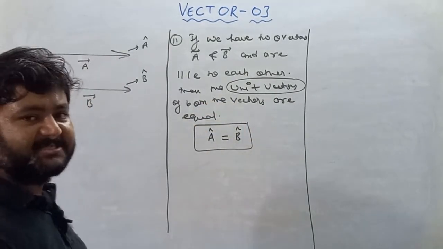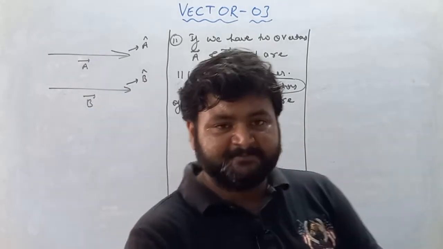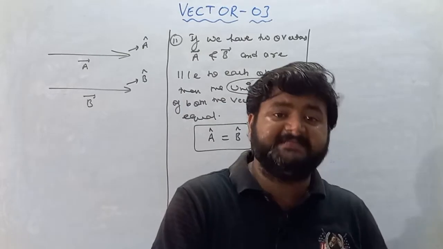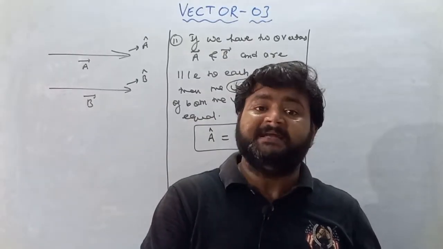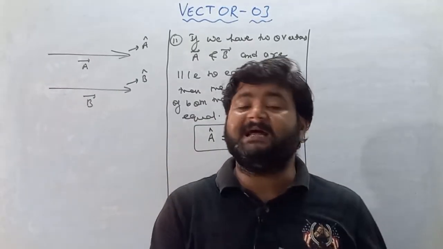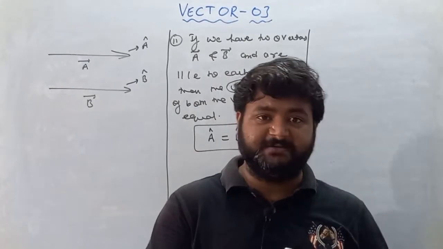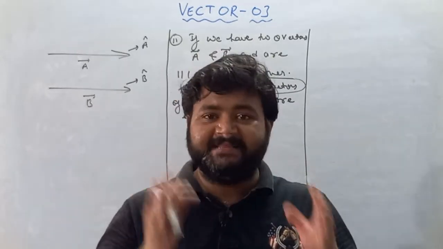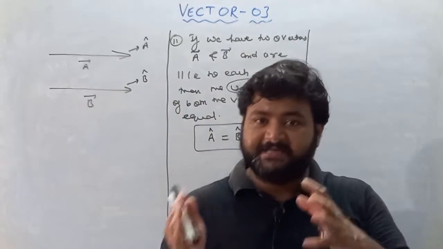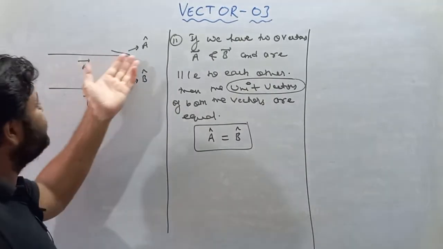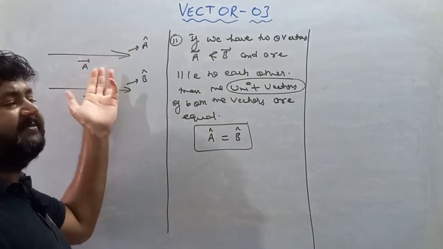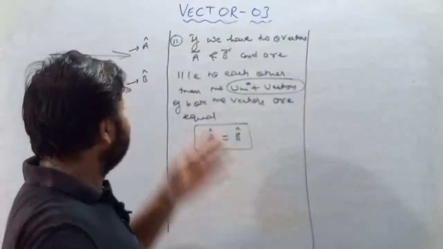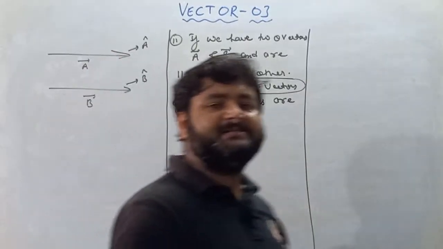This is what actually we have to discuss. So remember this thing, my dear student, that if two vectors are parallel to each other, it means their directions are the same. So if they are parallel to each other, then their unit vectors are also equal. That is, if we consider the unit vector of A vector is A cap and the unit vector of B vector is B cap, then we'll say A cap is equal to B cap.